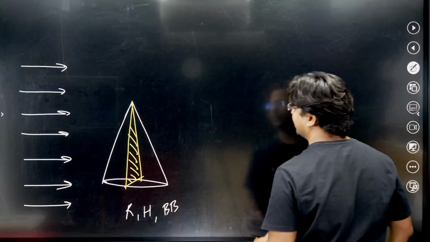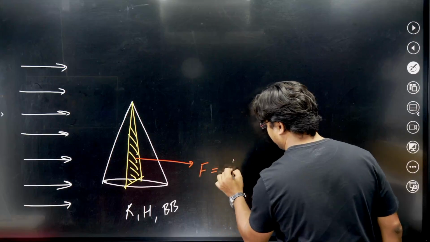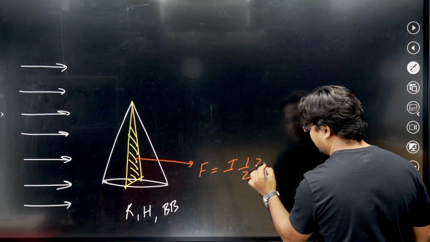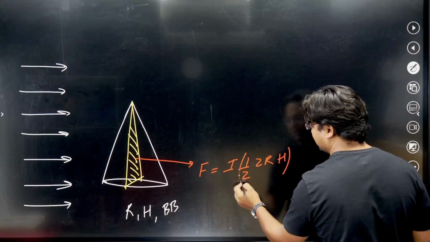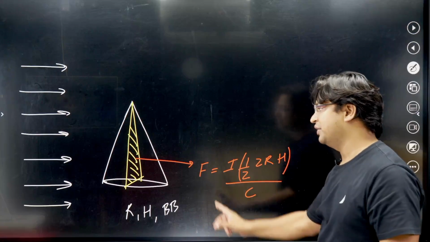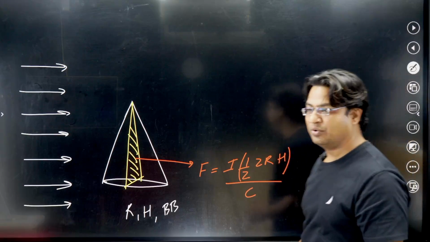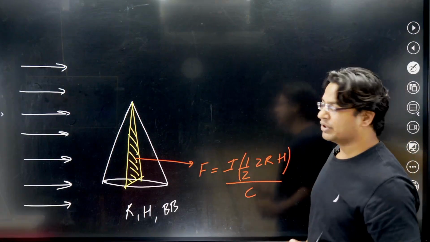So the force would be how much? It would be I into half into 2r into h, the area of the triangle, divided by c. Remember that it is important for the object to be a black body. If it is not a black body, this result is not valid. So this is the force. Are we clear on what I'm trying to suggest?